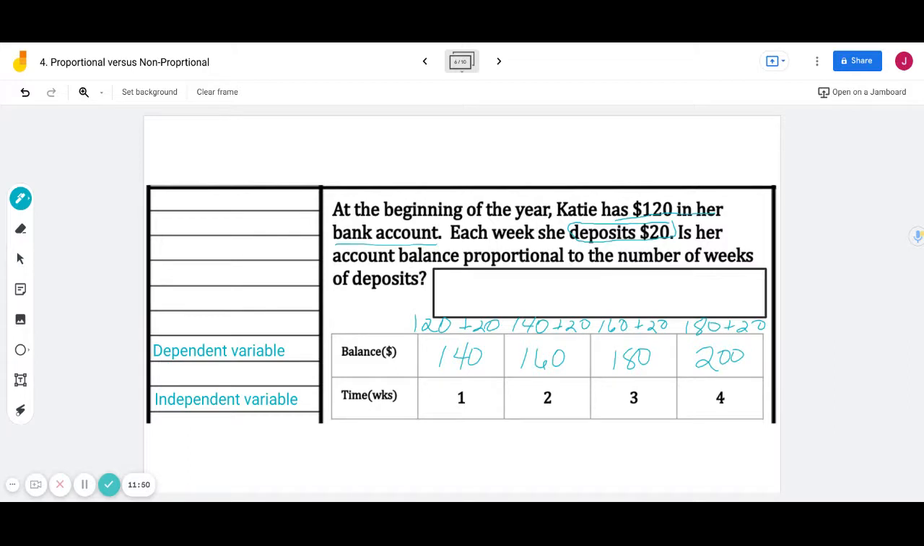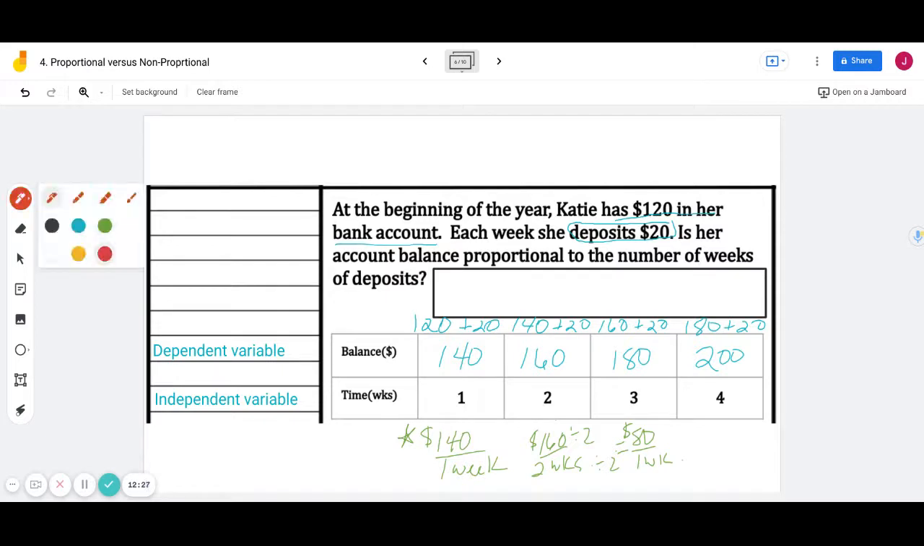Okay, so what we got to see is there a constant unit rate, a constant CROC here? So if we look at week 1, which will be our unit rate, we've got $140 for 1 week. So this is our target. This is what we're trying to match, okay? So week 2 says $160 for 2 weeks. So I'm dividing by 2. Half of 160 is 80. 2 divided by 2 is 1 week.